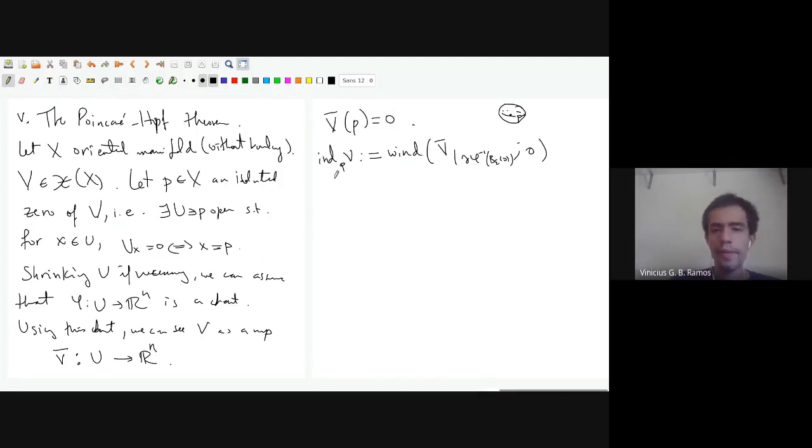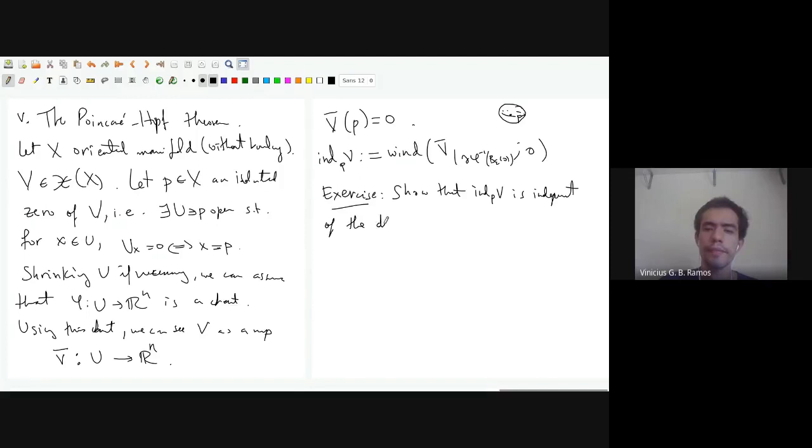Okay, so now I can state an exercise, which is show that this index is independent of the choice of chart. Okay, so now I can state the Poincaré-Hopf theorem, and then after I state it, I'm going to actually do some examples.